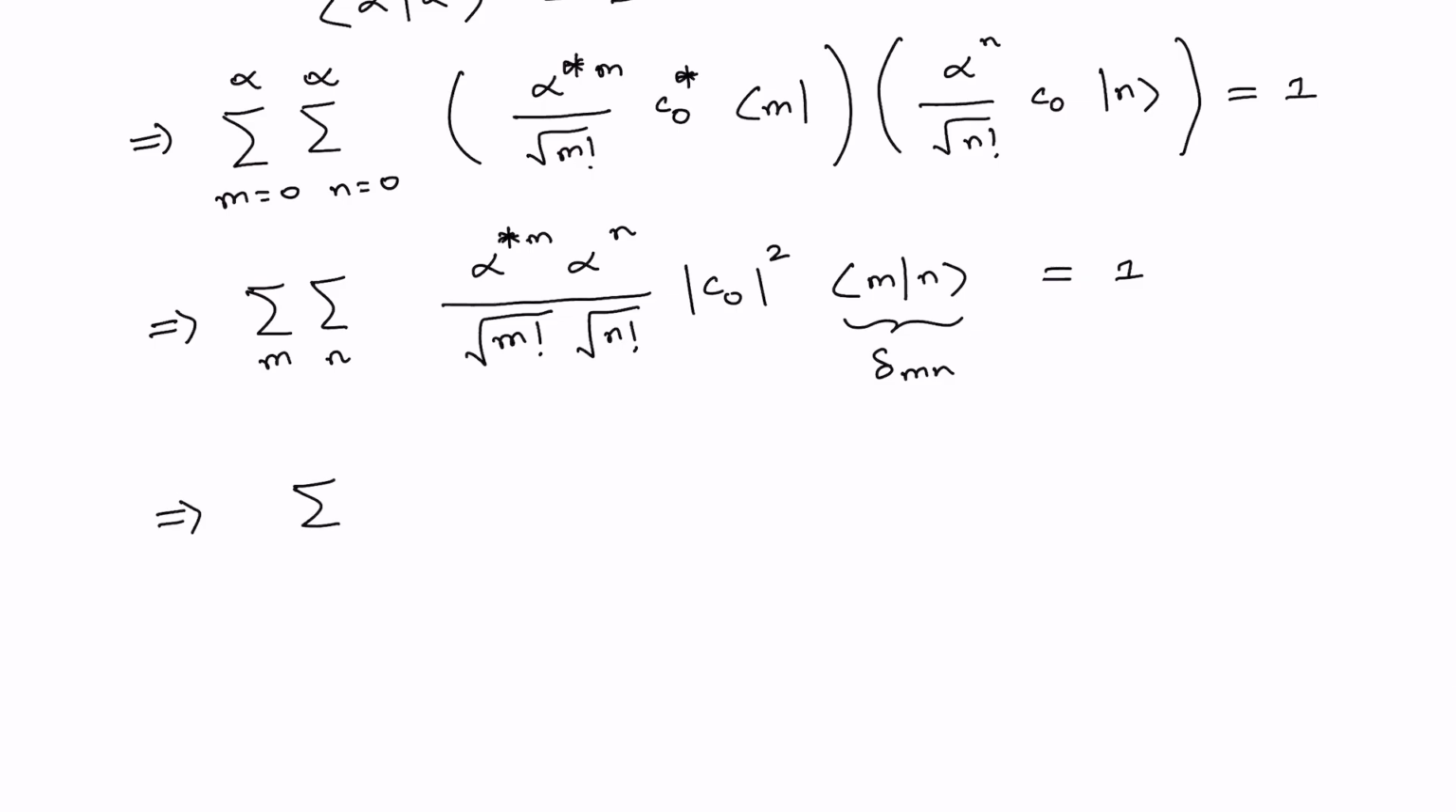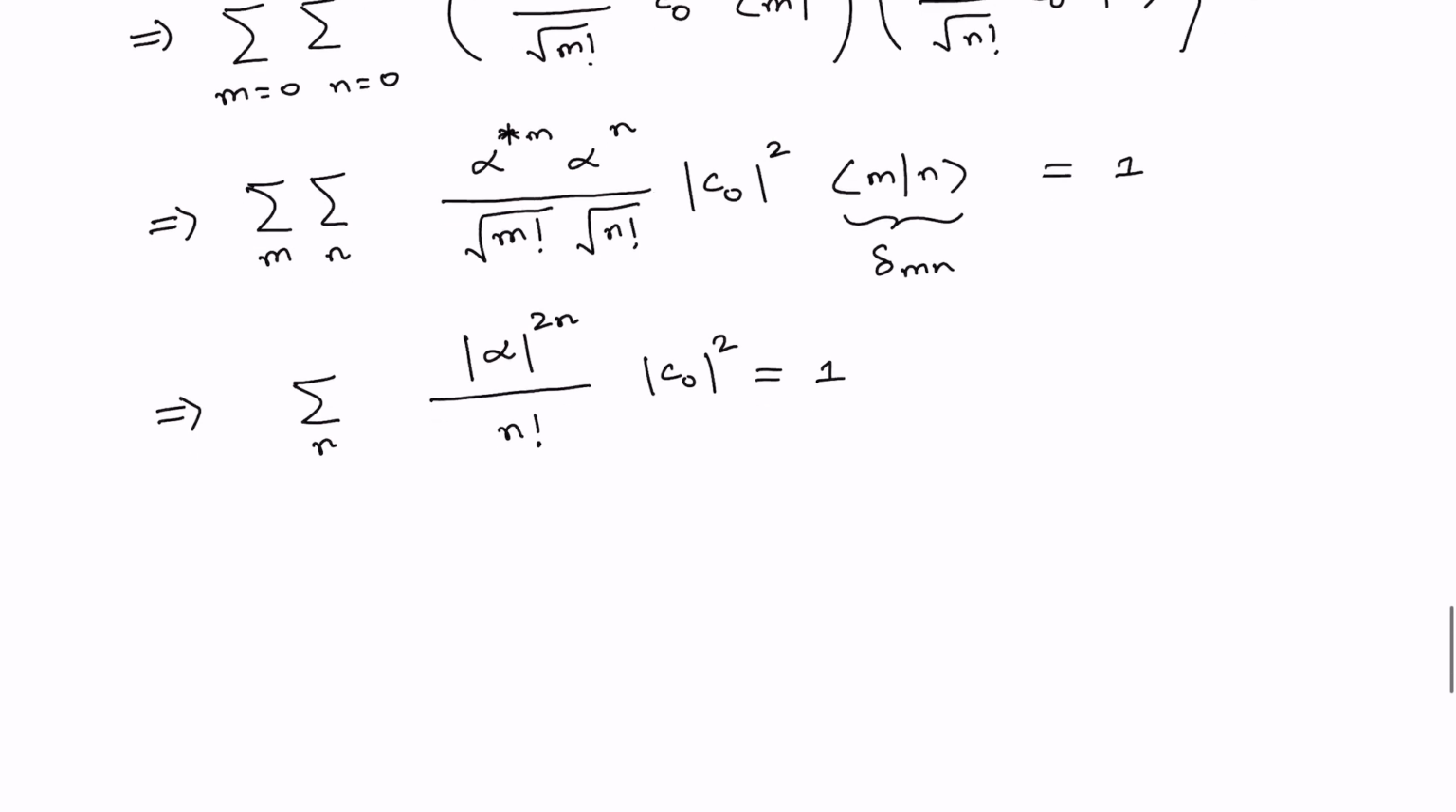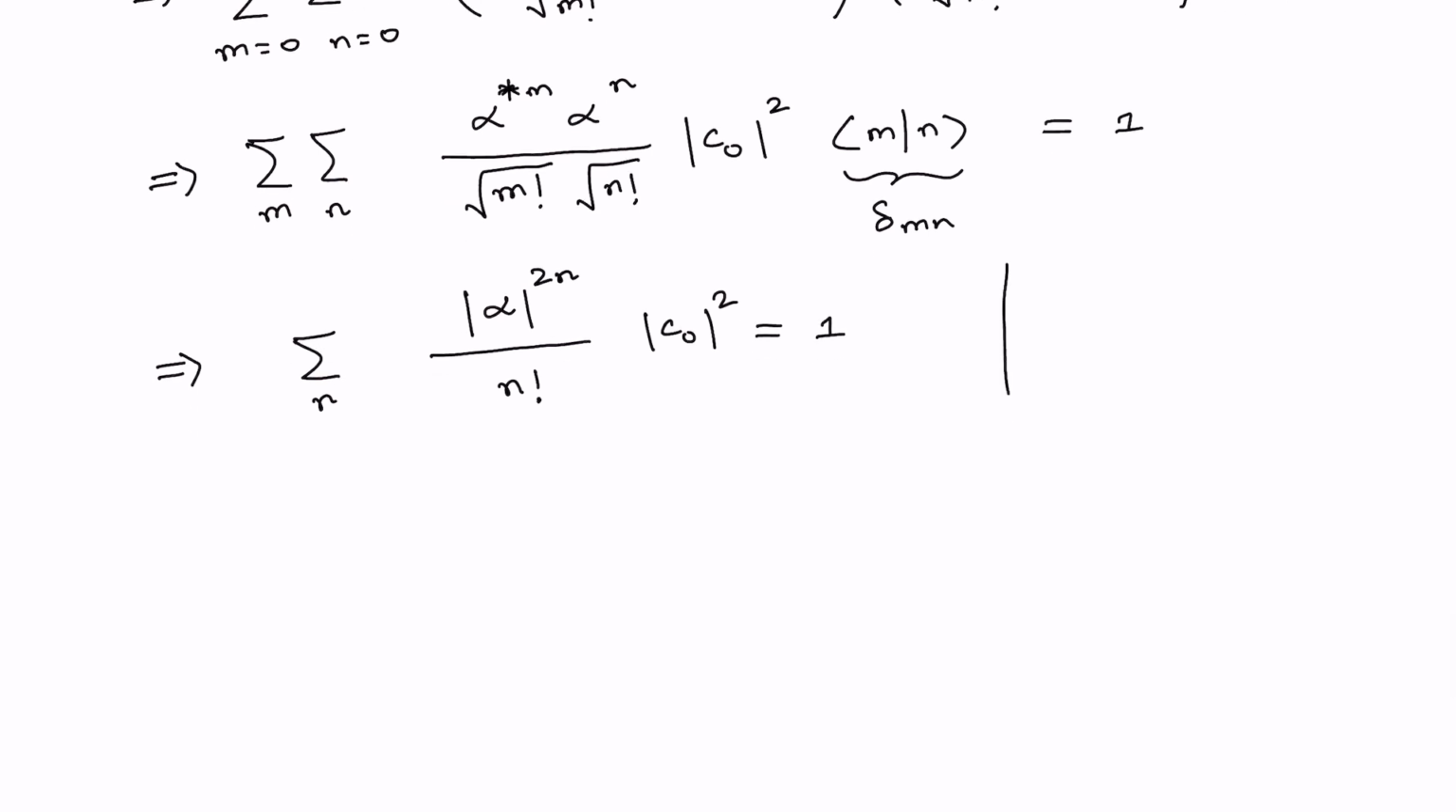So I will be left with only one summation over n. That's going to be alpha star to the power m, with m equal to n now. So therefore it is mod alpha square to the power n, and here I have simply n factorial, right? And then I have C0 mod square is equal to 1. Now you see this quantity, I think you know that the summation of x to the power n by n factorial is nothing but e to the power x.